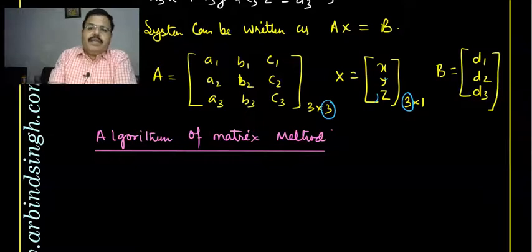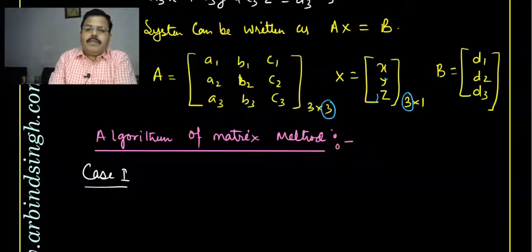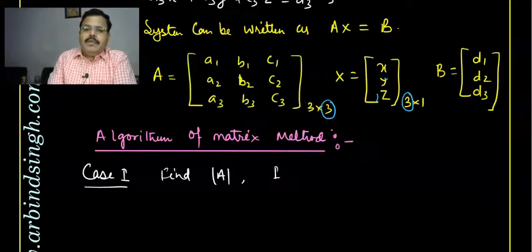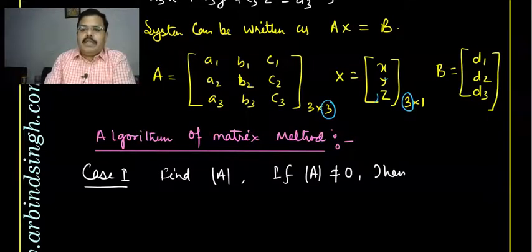First, what is the first case? We will consider case 1. Find the determinant of A, because it is a square matrix, so the determinant of A can be found. If the determinant of A is not equal to 0, then the system is consistent.